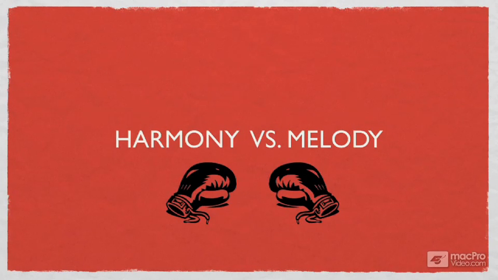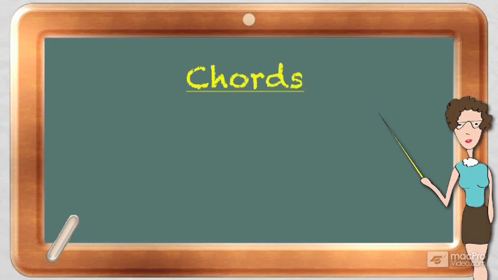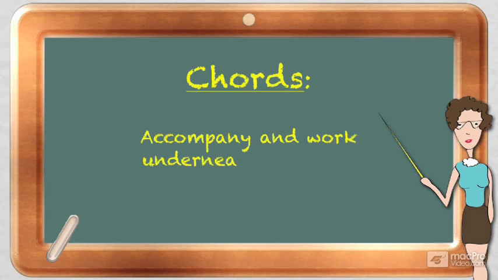In our study of harmony, we'll take our knowledge of melody and scales and build upon it. In fact, melody came first in Western music, and it wasn't until after hundreds of years of development that the system of chords and chord progressions was established. Chords essentially accompany and work underneath melodies and scales.